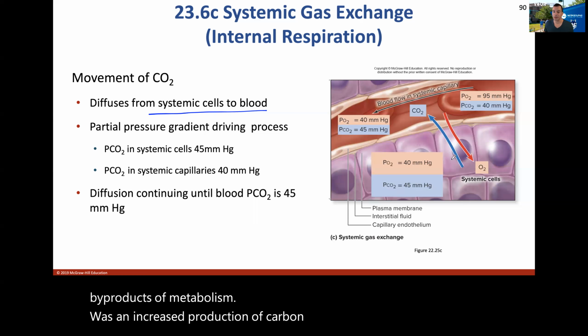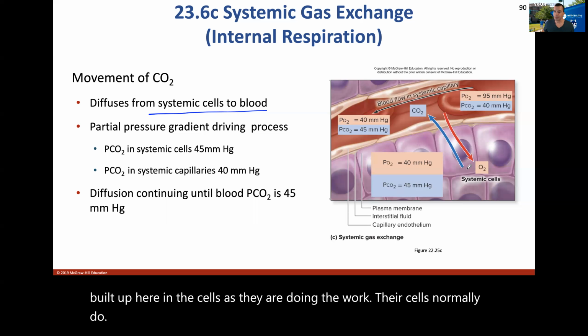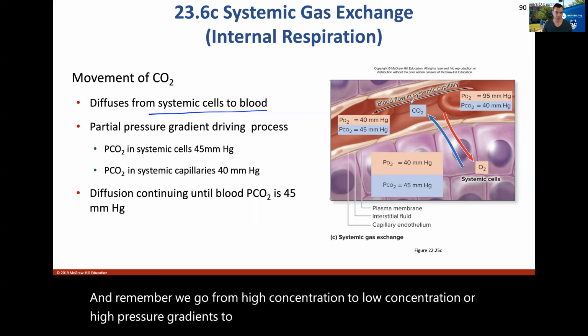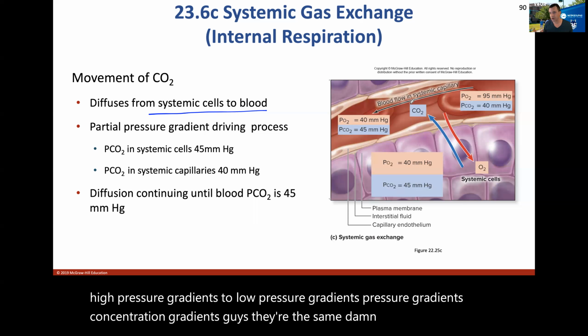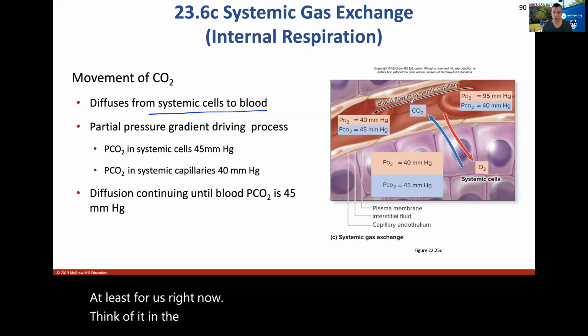And so it's going to be built up here in the cells as they are doing the work that cells normally do. And remember, we go from high concentration to low concentration, or high pressure gradients to low pressure gradients. Pressure gradients, concentration gradients, guys, they are the same thing, at least for us right now. Think of it in the same way. Okay, everything goes from high to low. So this is no different.